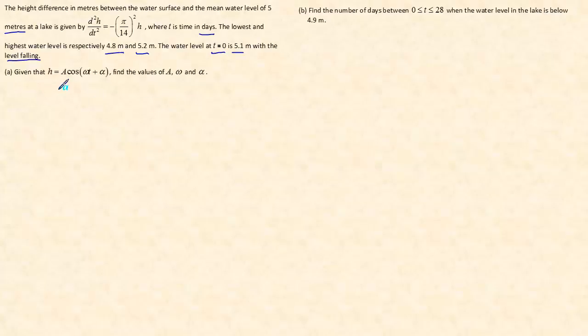We're given that h is a cos(ωt + α), and we want to find the values of A, ω, and α. So, if this is the level, and this is the mean position, which we know is at 5, and then this is at 5.2, and this is 4.8, we can see the amplitude is 0.2. So A is either 0.2 or it's negative 0.2.